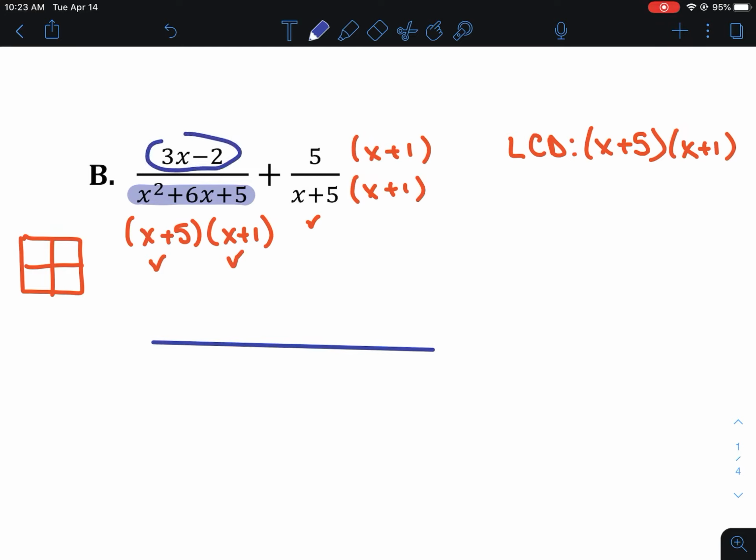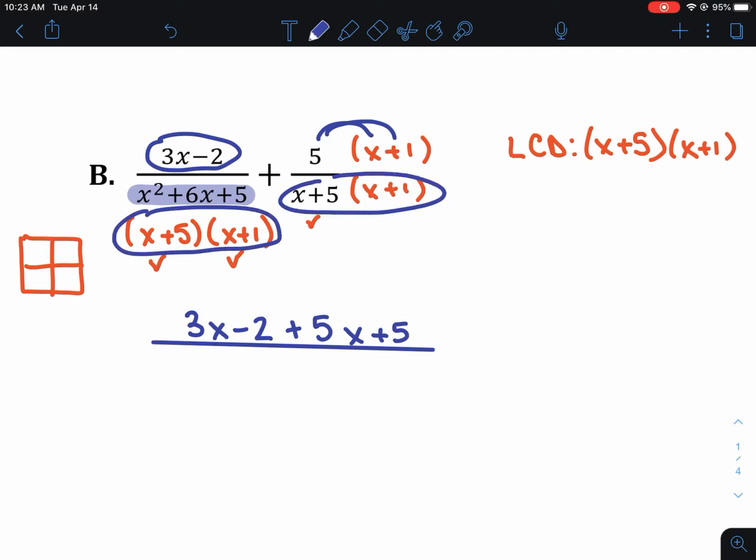All right, there's nothing to distribute here, so that stays the same. Distribute the 5. And then here's my denominator, x plus 5, x plus 1.